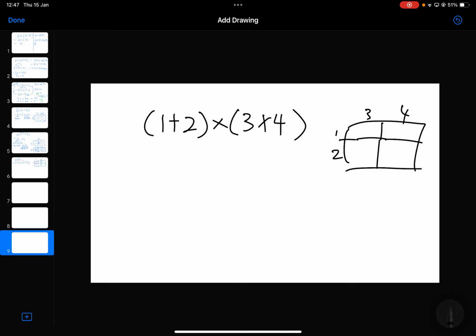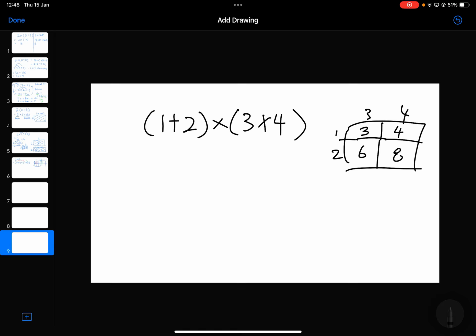To get back the same area, I will have this side 1, this side 3. So I will have this area as 3. I will have this area as 4. I will have this area as 6. I will have this area as 8. If I add them all up together, I will still get back my 21.